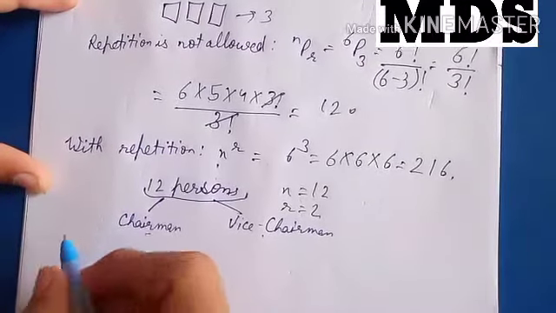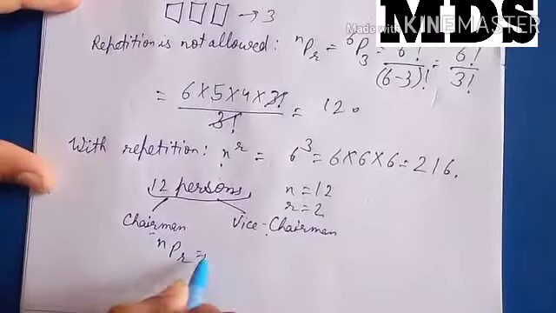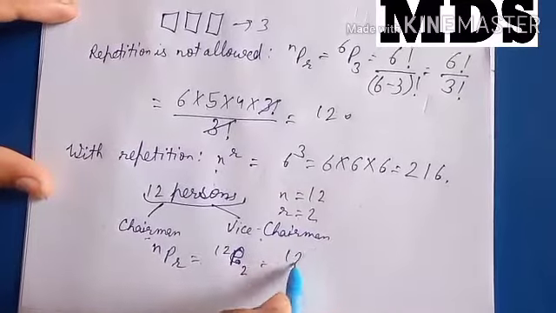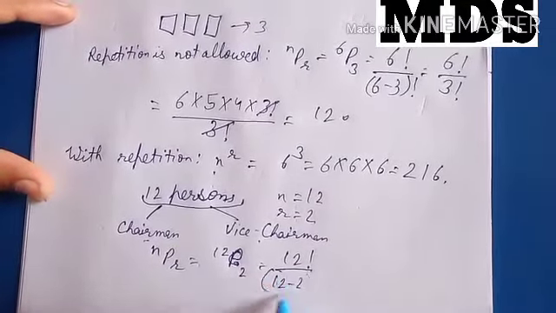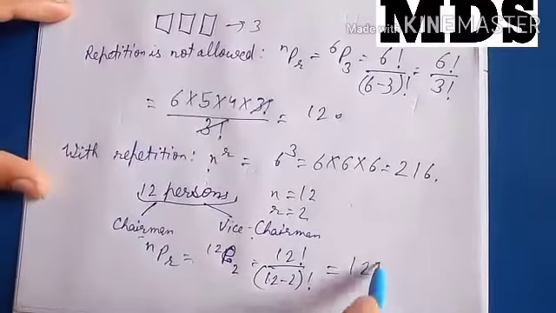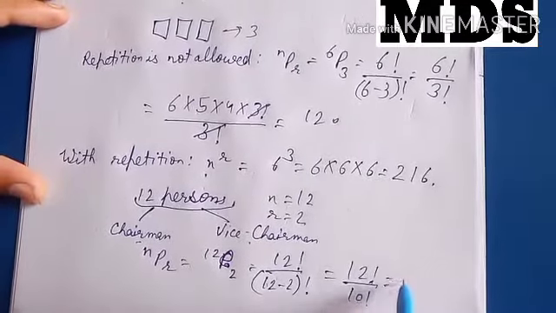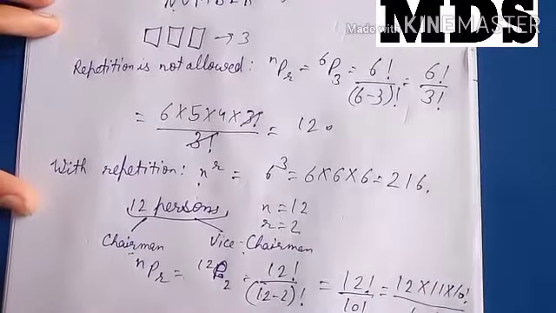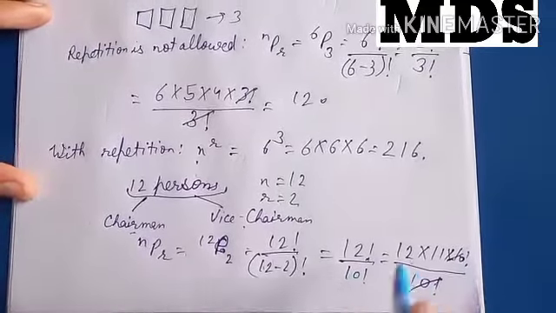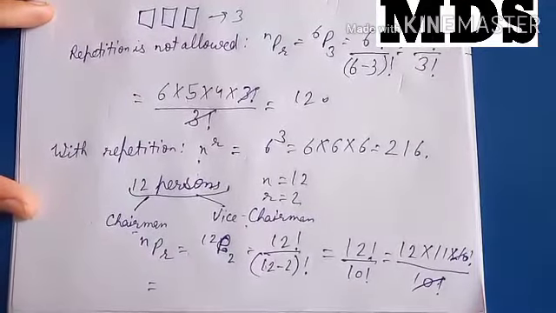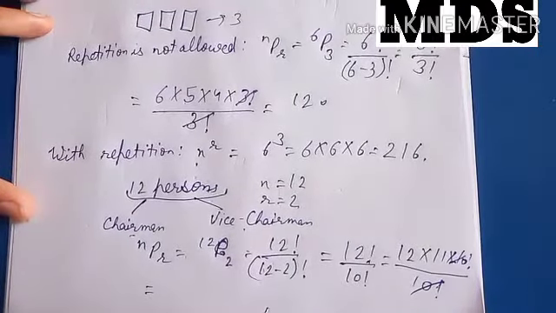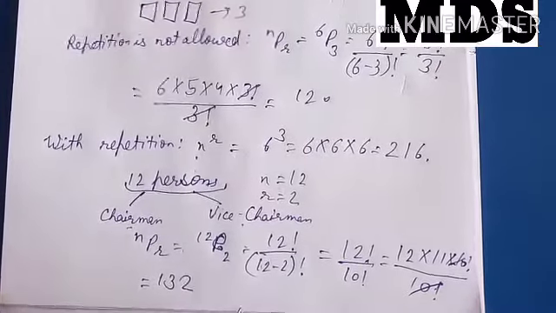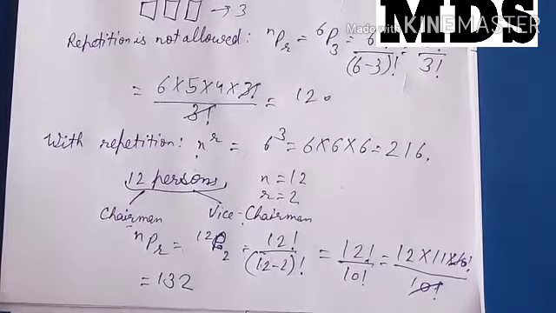So what will be our answer? It will be nPr, that means 12P2. That is 12 factorial by (12 minus 2) factorial, that is 12 factorial by 10 factorial. That is 12 into 11 into 10 factorial divided by 10 factorial. So this will cancel, and what will be our answer? We will get 12 into 11, that means 132. So we have 132 ways in which we can pick our chairman and a vice chairman.